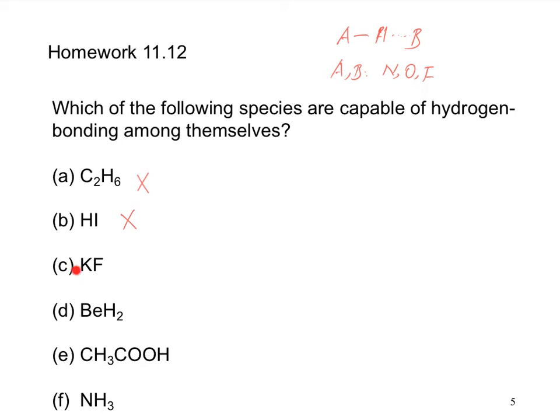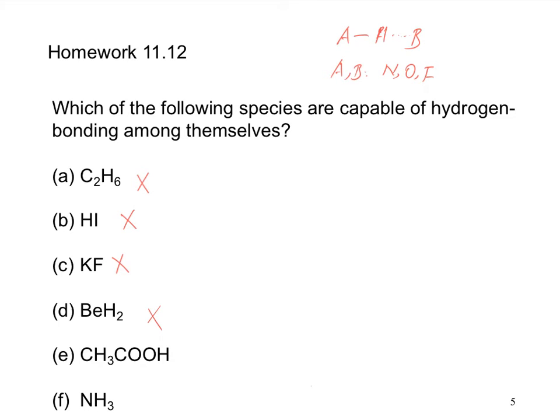The next one, potassium fluoride. Oh, we don't even look at this. There's no hydrogen at all. No hydrogen bond. The next one is barium hydride. Again, we don't have any of the nitrogen, oxygen, fluorine. Only hydrogen is not good enough. So therefore, we do not have hydrogen bond in this species as well.